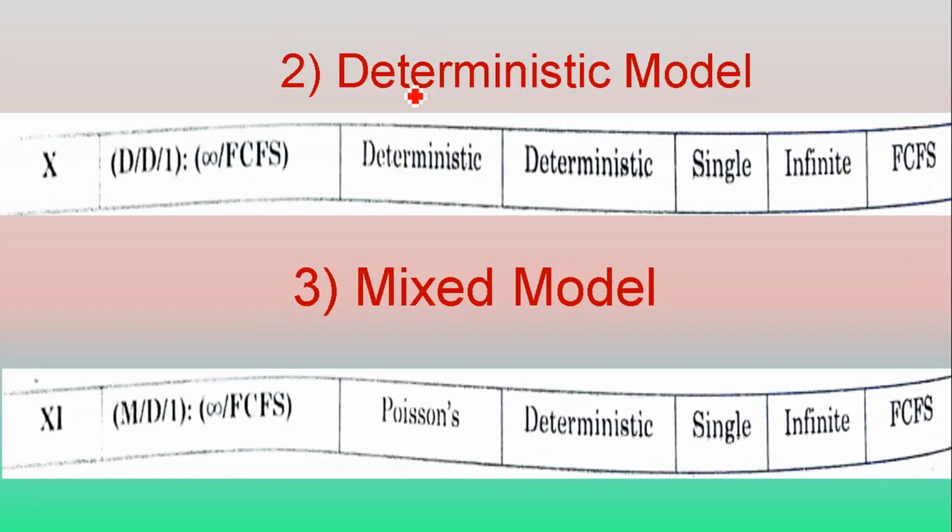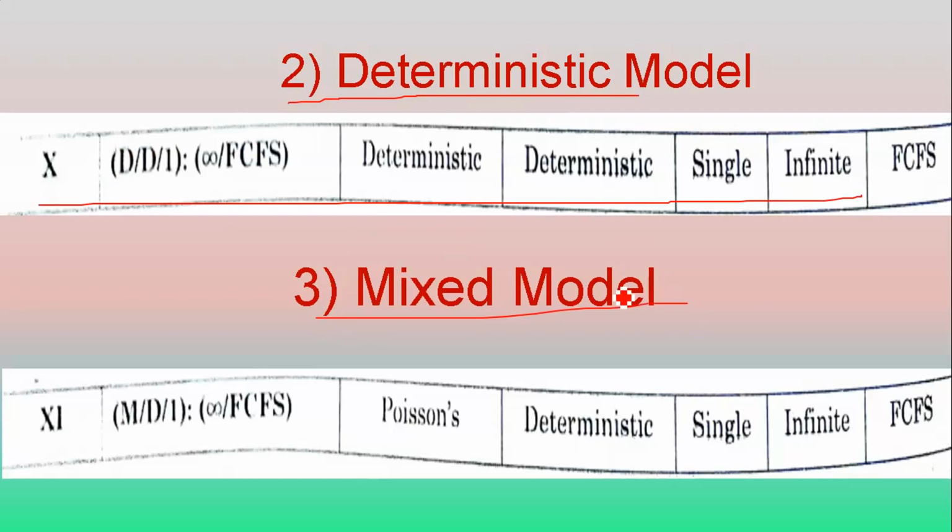This was already discussed, that is the deterministic model. In that, this was the 10th model, and the last one is the mixed model that includes probabilistic and deterministic both in a single model, right? That was the mixed model. It is used for complicated examples or complicated problems, right? So let us move with the first model.